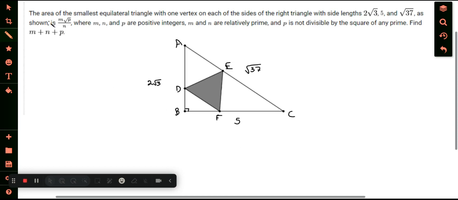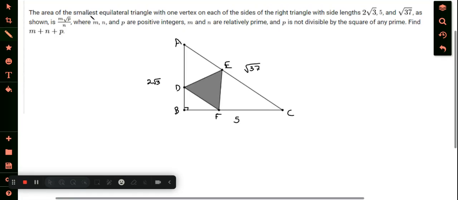Hello, today we're going to be solving the 2017 AIME I problem 15, which states: the area of the smallest equilateral triangle with one vertex on each of the sides of the right triangle with side lengths 2√3, 5, and √37, as shown, is m√p/n, where m and n are relatively prime positive integers, and p is a positive integer not divisible by the square of any prime. Find m + n + p.